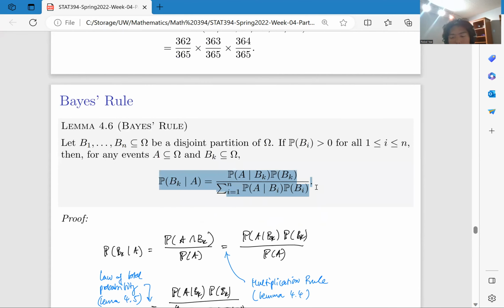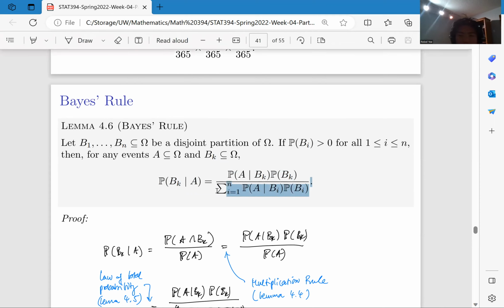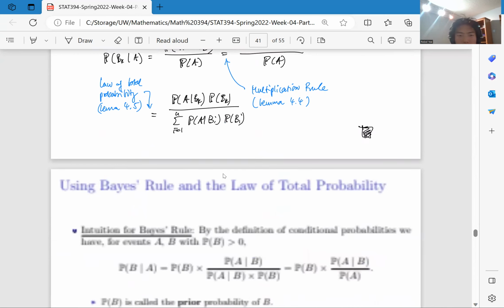But this formula is just telling the same story as we illustrated below, which is to sum up all the possible cases for A, and for the certain term BK, we just move the probability of A given BK times the probability of BK out to be the numerator, and we are done.